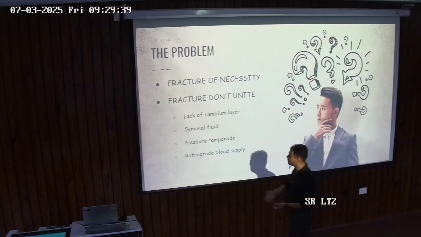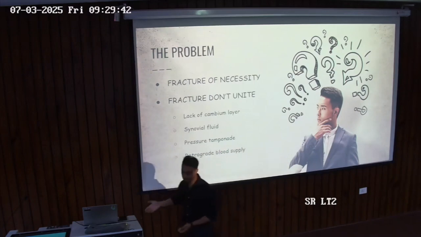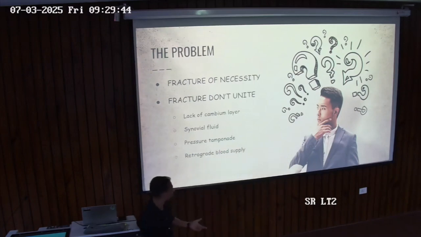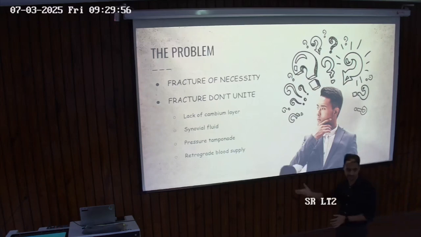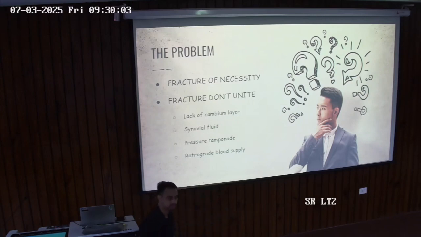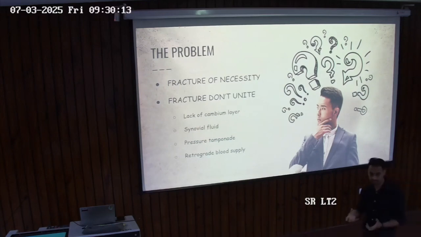Now, why do they not unite? There are four reasons. Can you explain what this is? What is lack of cambium layer? What is the cambium layer? Physiology. Cambium layer. Synovial fluid. Why is synovial fluid an issue? Every joint has synovial fluid. So what happens? Pressure tamponade. What does that mean?